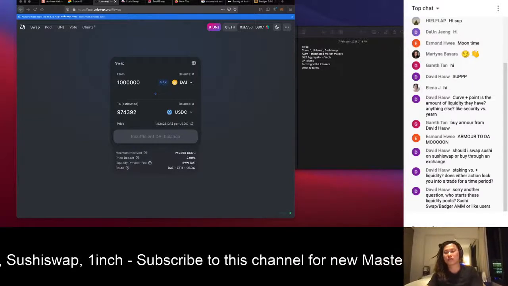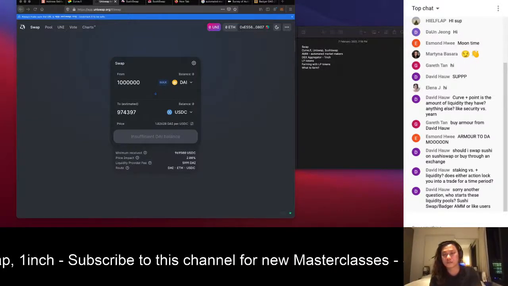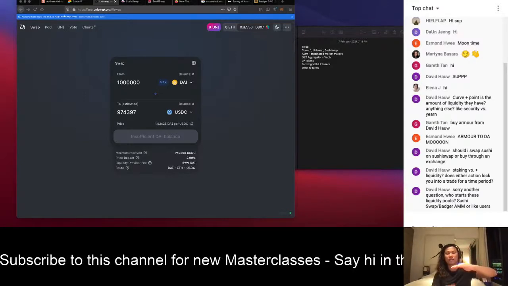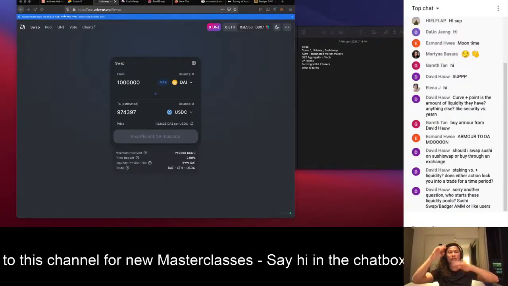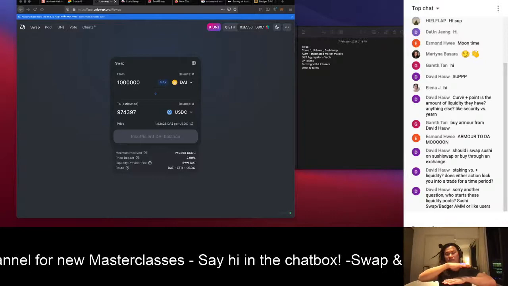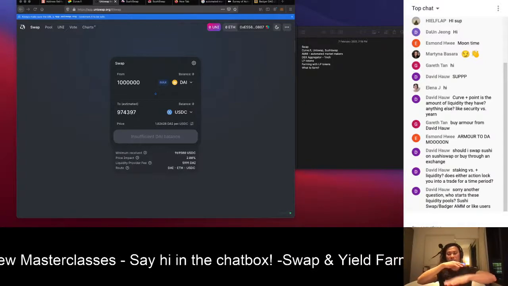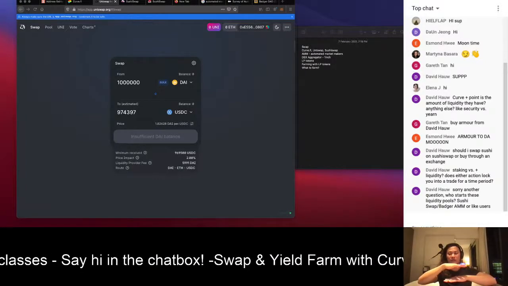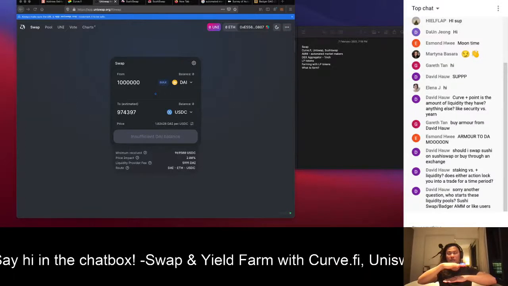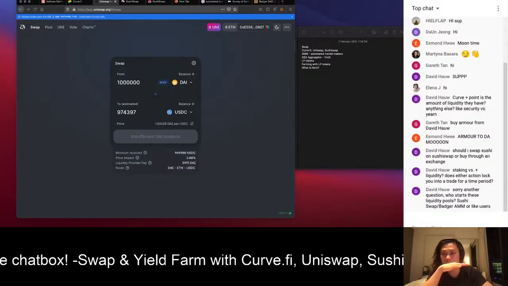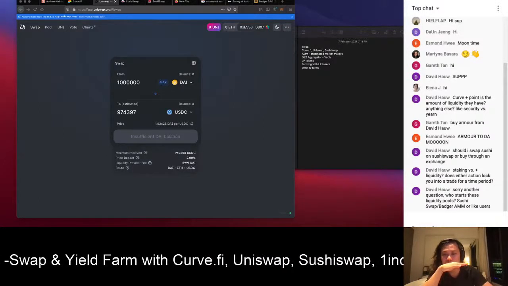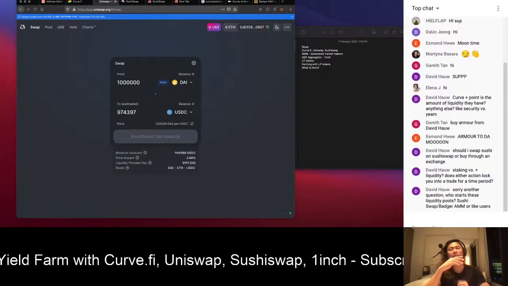Yes. The second question, staking versus adding liquidity. So adding liquidity is the first step. Then staking is the second step, right? Staking meaning like farming. Staking and farming are kind of synonymous here. Do the actions lock you in for a certain amount of time?